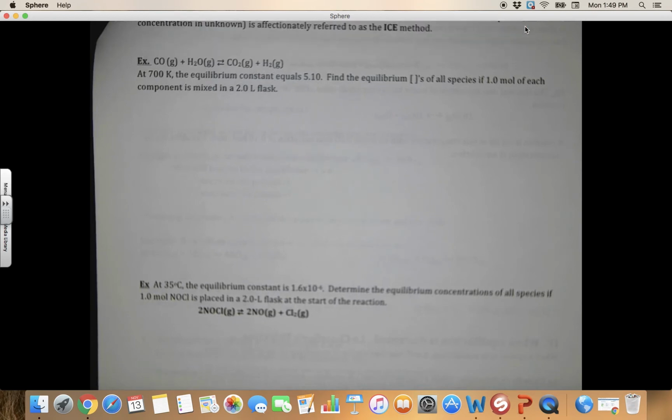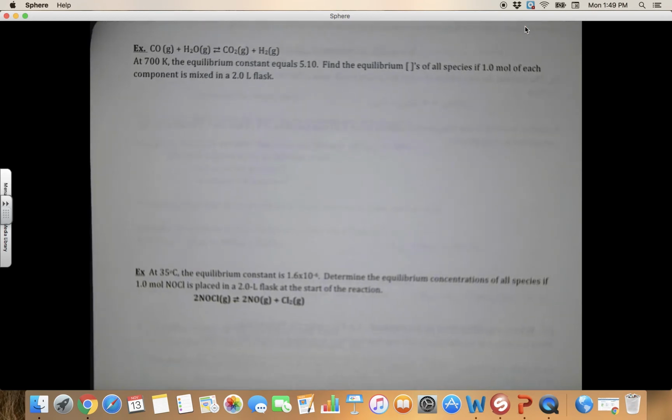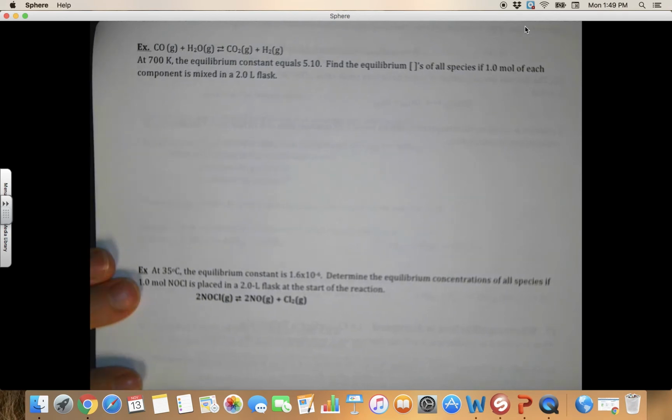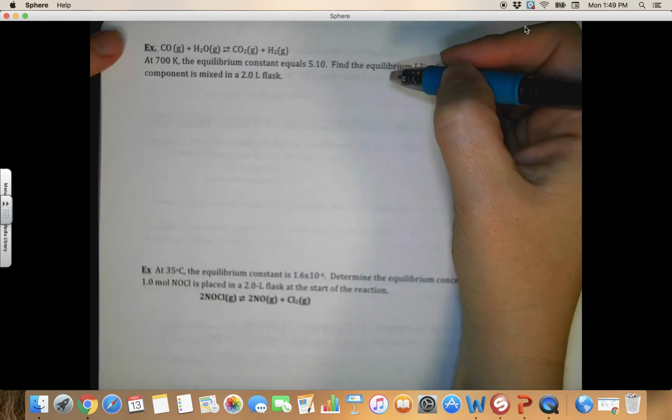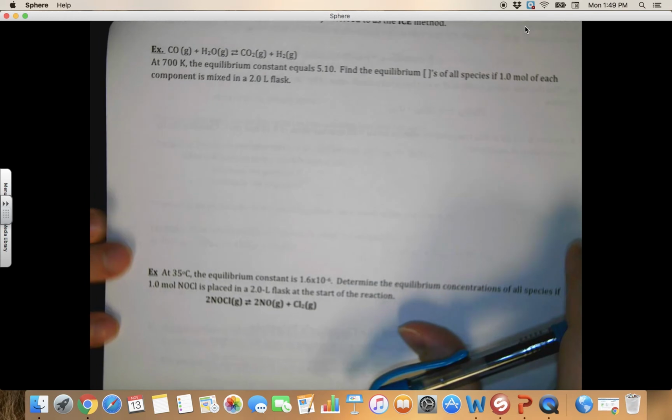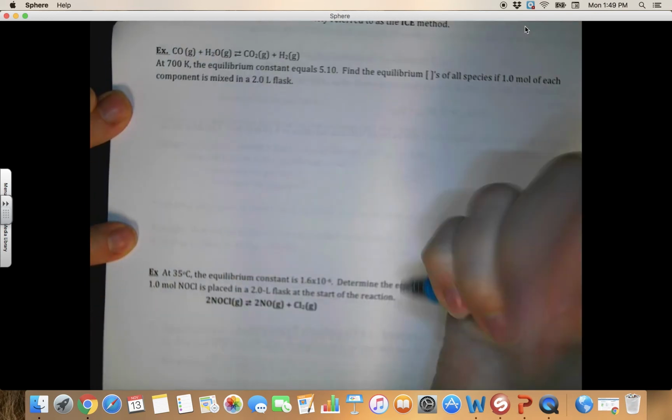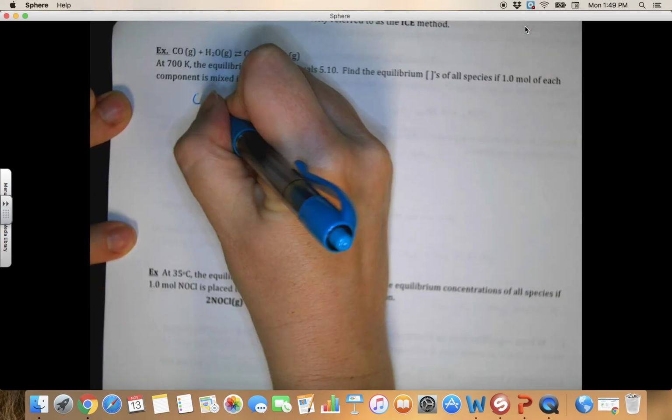And we've got this. At 700 Kelvin, the equilibrium constant equals 5.1. Find the equilibrium concentrations of all species if 1 mole of each component is mixed into a 2 liter flask. Okay, so what I'm going to do, ICE stands for initial, change, and equilibrium. So I'm going to write my reaction.